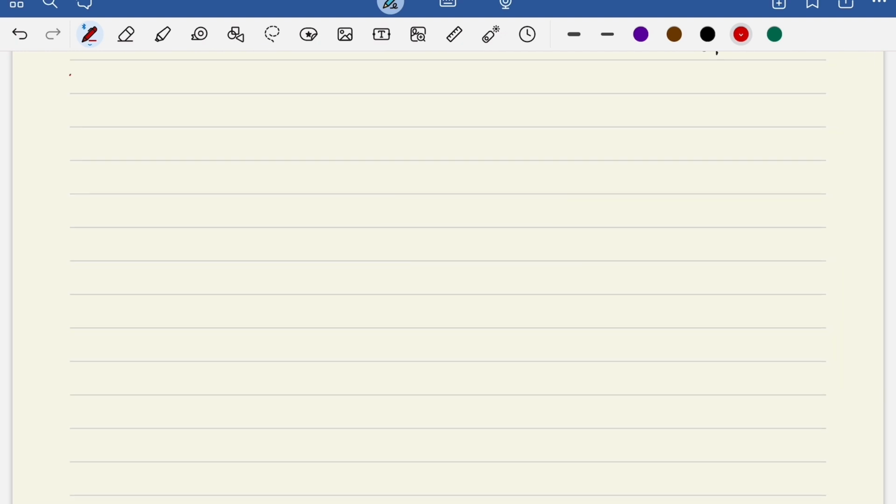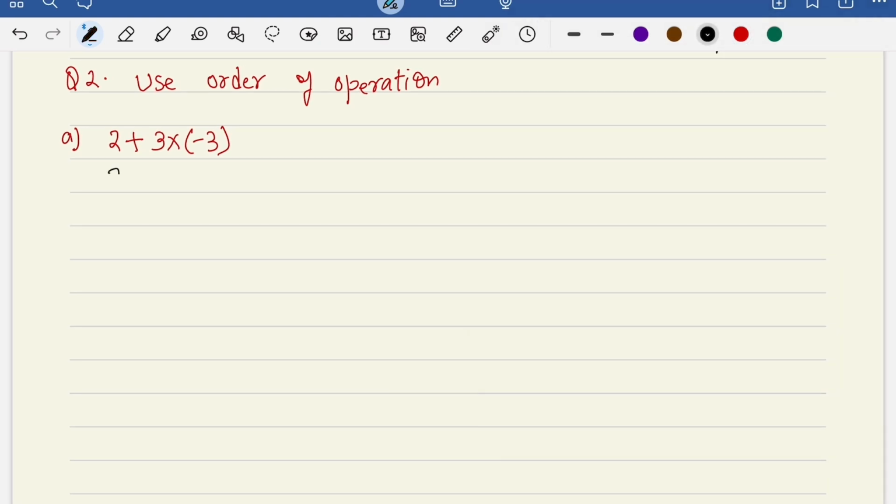Next problem. Again in this question, use order of operation. Even if they have written solve the questions, we would have used BODMAS because in every question we need to use it. 2 plus 3 times minus 3. Multiplication is done first. So 3 times minus 3 would be minus 9. It would be 2 plus minus is minus, 2 minus 9. 2 minus 9 is minus 7.